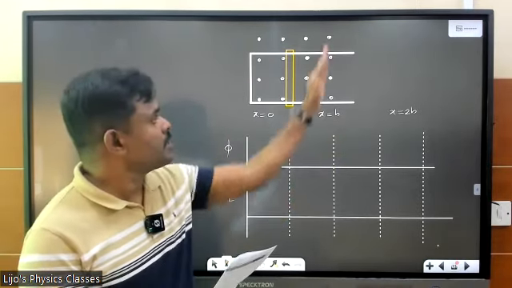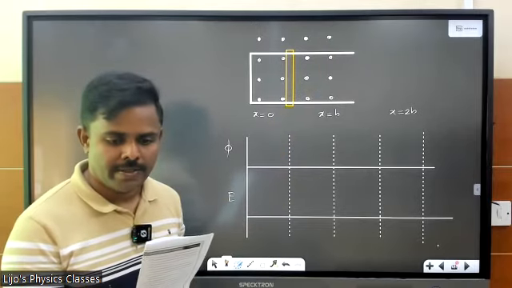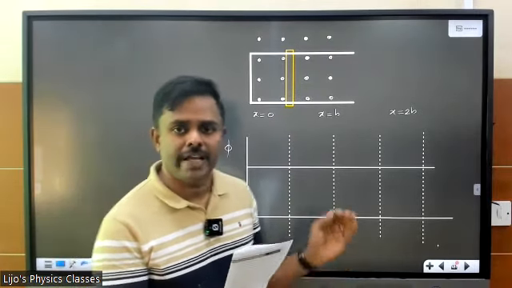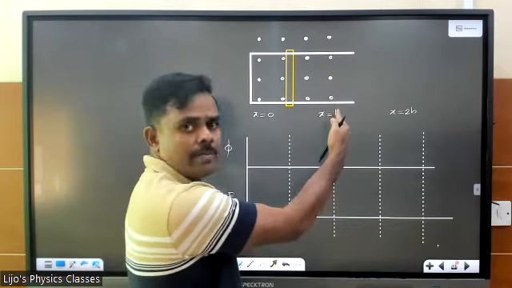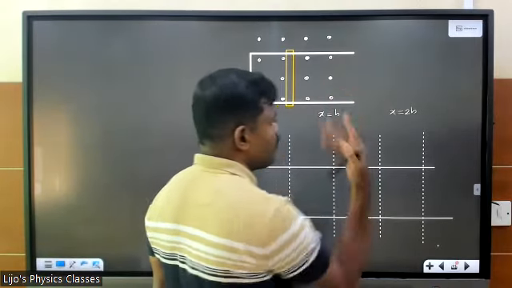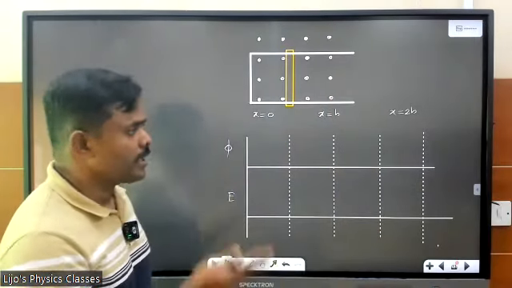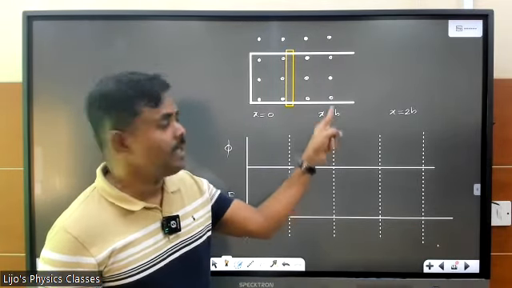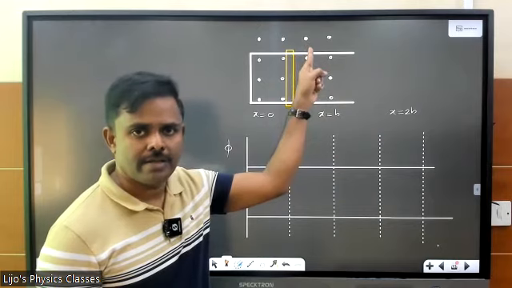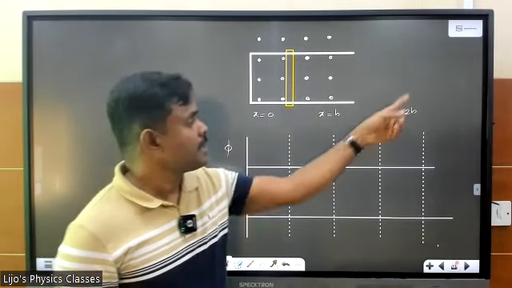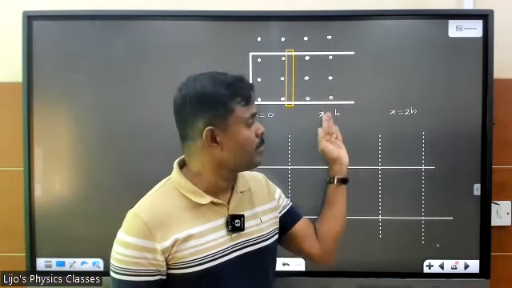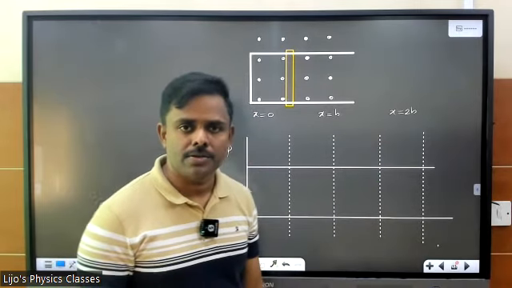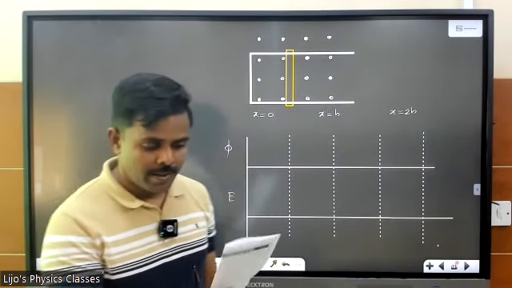So the field exists only in the region x equal to 0 to x equal to b. This region alone has a magnetic field and is 0 for x greater than b. X greater than b means beyond b, the field is equal to 0. So there are two regions. One is x equal to 0 to x equal to b, which has a magnetic field that is outward. The region x equal to b to x equal to 2b does not have a magnetic field.